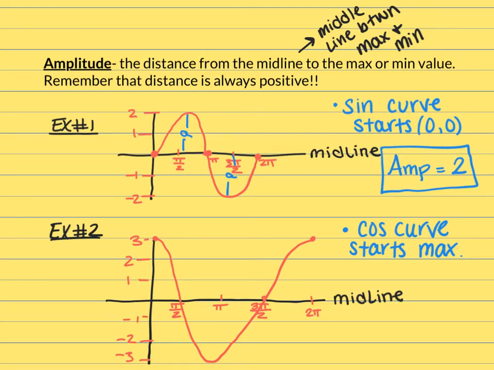Okay, let's look at the second example. So again, amplitude is the distance from the max value to the midline. So this distance right here, you should be saying is 3. Same thing here, from the midline to the min value, that is still 3, even though it's negative. So if you want to label it, from here to here is my amplitude, and from here to here is my amplitude. And in this case, the amplitude is 3. Okay, that's it on amplitude. So let's move on to the next slide and talk about another definition called cycles.